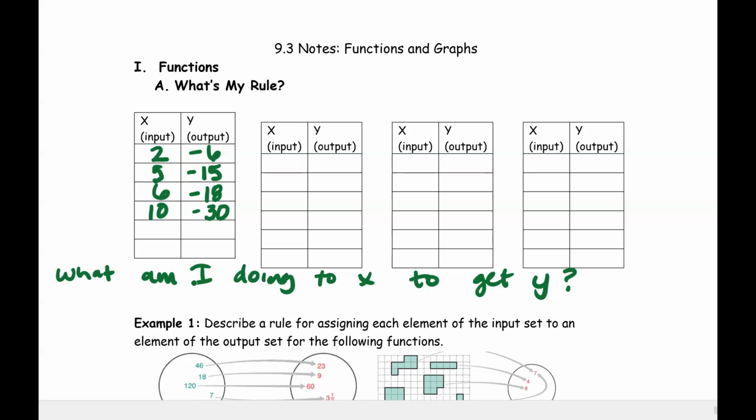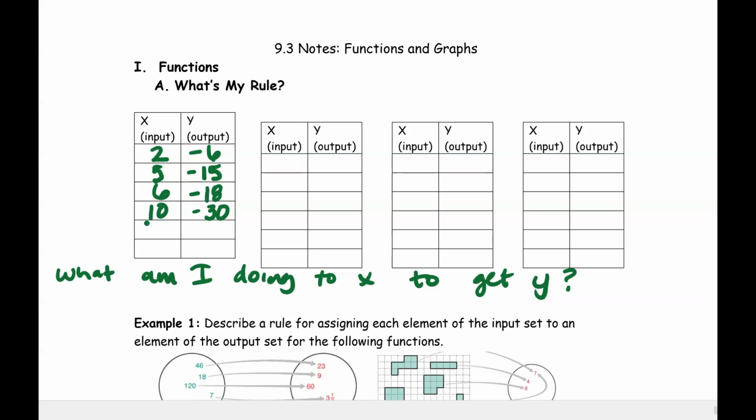At this very first step, you could say, well, if you give me 2, maybe I'm subtracting 8, because 2 minus 8 is -6. So that could be a rule. The rule could be -8. But then it has to work with every single one. Look at the second one. If we take 5 and we subtract 8, we end up getting -3. So that rule doesn't work. You have to think about what else could be going on between those values.